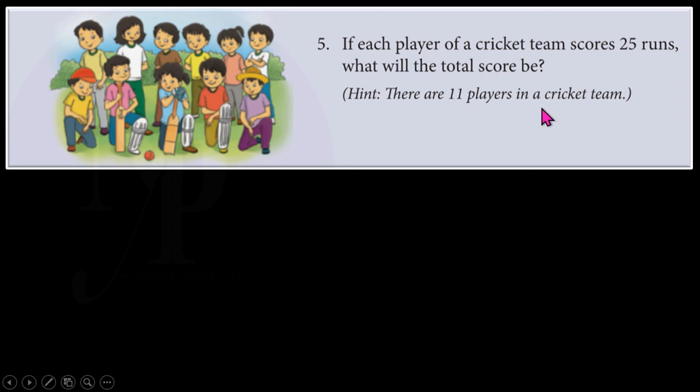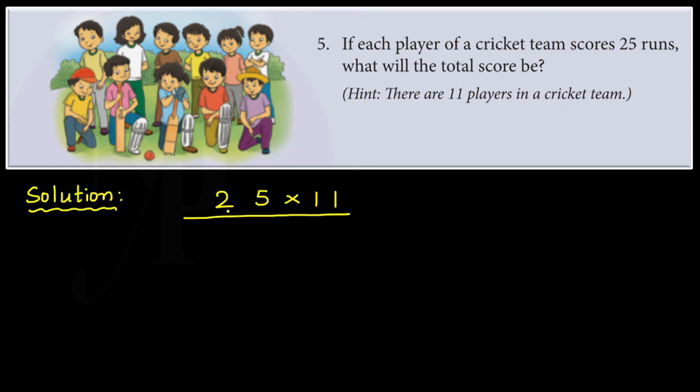So to find that, we should multiply 25 by 11. Let's do it now. So here I have written 25 into 11. Let's multiply now. 1 5s are 5, 1 2s are 2. Again we have to multiply 25 by the 1 in tens place here. Before that we should put a 0 in ones place, and now we multiply. 1 5s are 5 and 1 2s are 2.